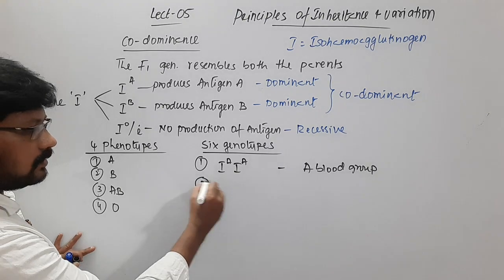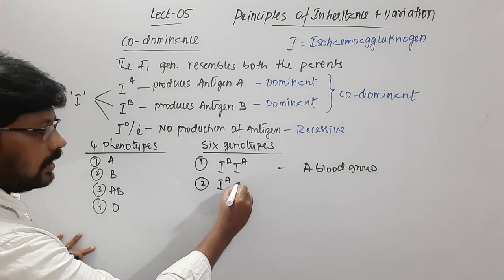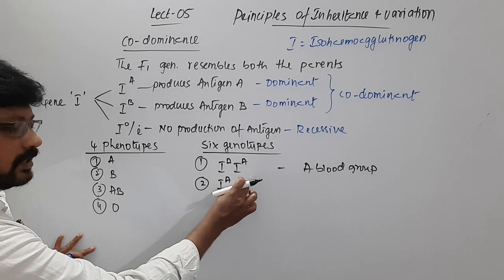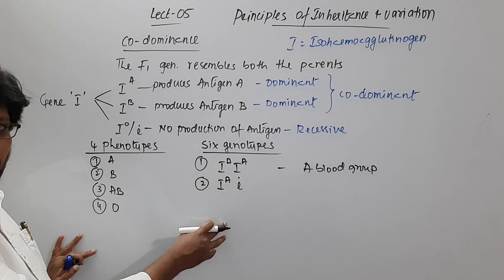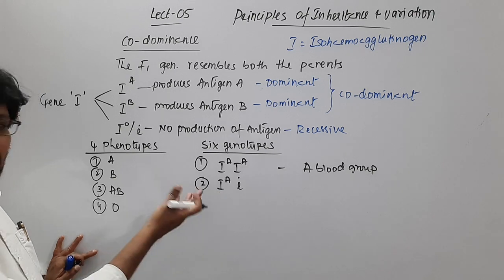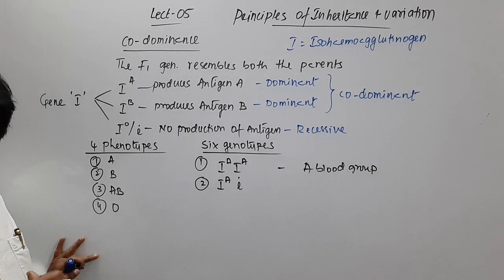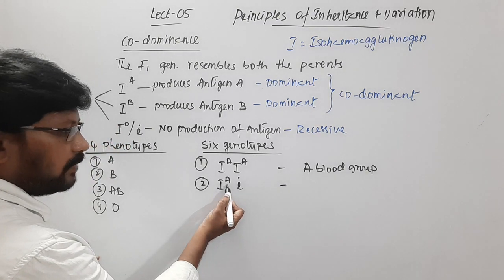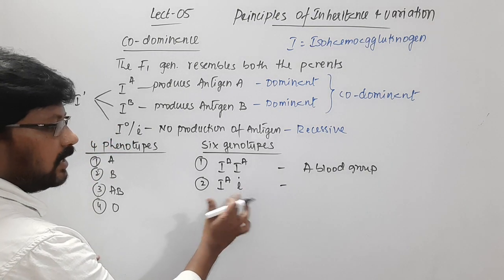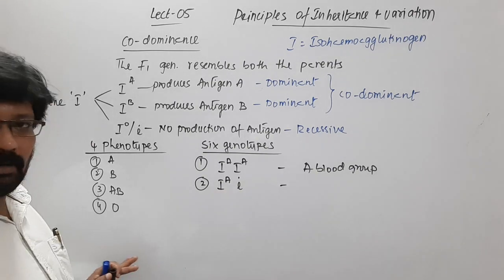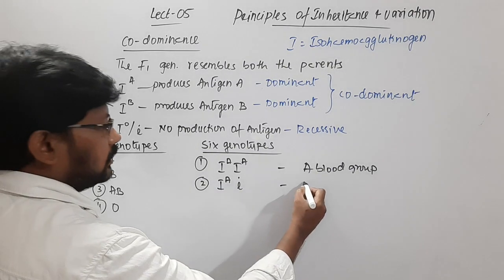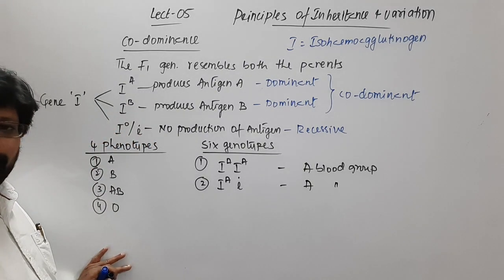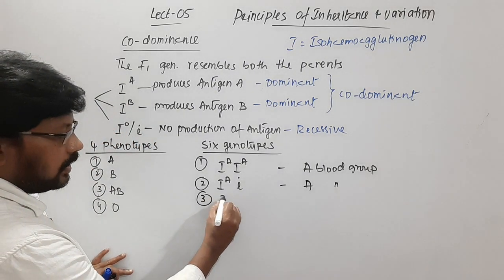So this is the genotype. Next we'll see the case of IA and small i. Here this recessive gene he inherited from one parent, and this IA inherited from the other parent. In this case also, because we know this is dominant and this is recessive, when dominant and recessive are present, the dominant gets expressed, and in this case also the person's blood group will be A blood group. The next one, IB.